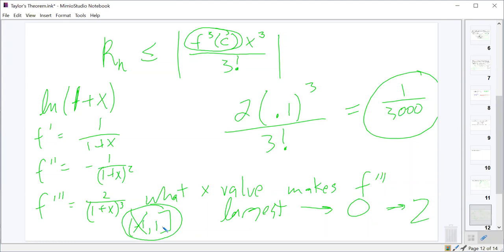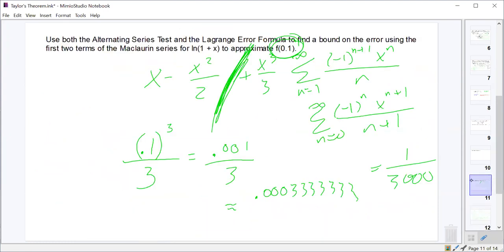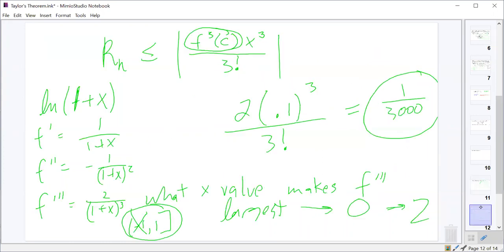What? Why did I use 0.1? Why we look between 0 and 0.1? Yeah, because that's part of that interval. Okay, all right, okay.